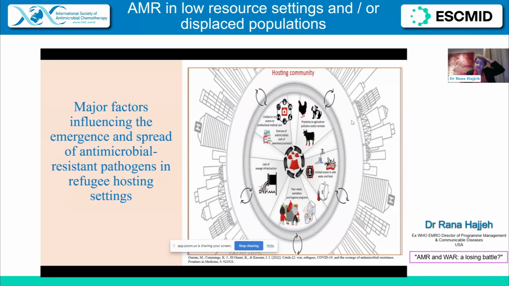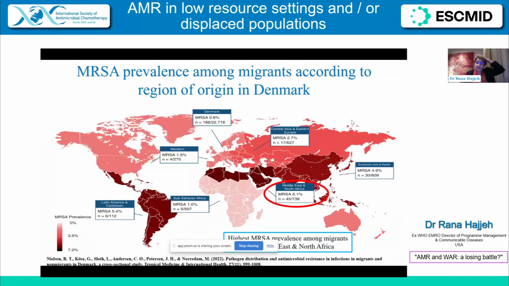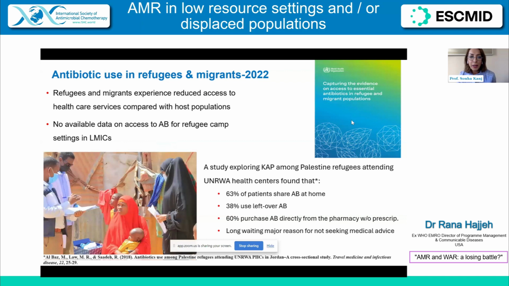Again, there are multiple factors affecting the spread of AMR among refugee hosting settings: the crowding, the poor hygiene situations, of course. A lot of the data coming to us is from Europe, where you see, for example, that in Denmark, the highest rate of MRSA, as you see in the red circle, was from patients coming from the Middle East and North Africa.